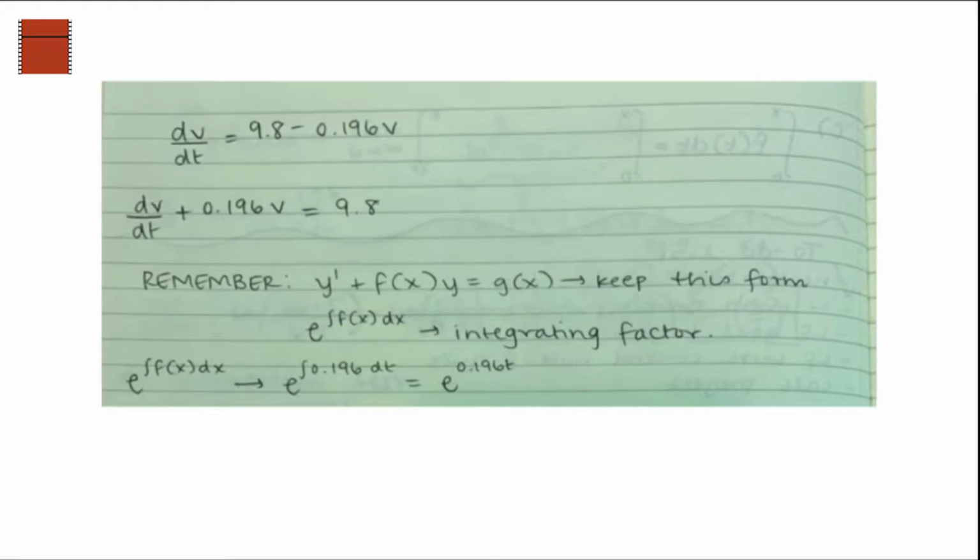So the form is y prime plus f of x times y is equal to g of x, or of course that can be substituted with any other variables that we use. And then the integrating factor becomes e to the power of the integral of f of x dx. In this case, that is e to the power of 0.196t.